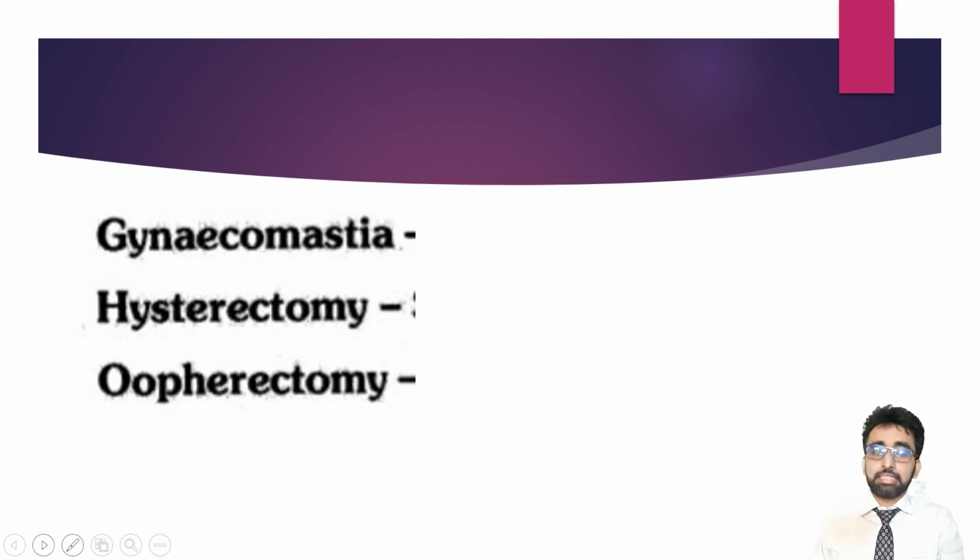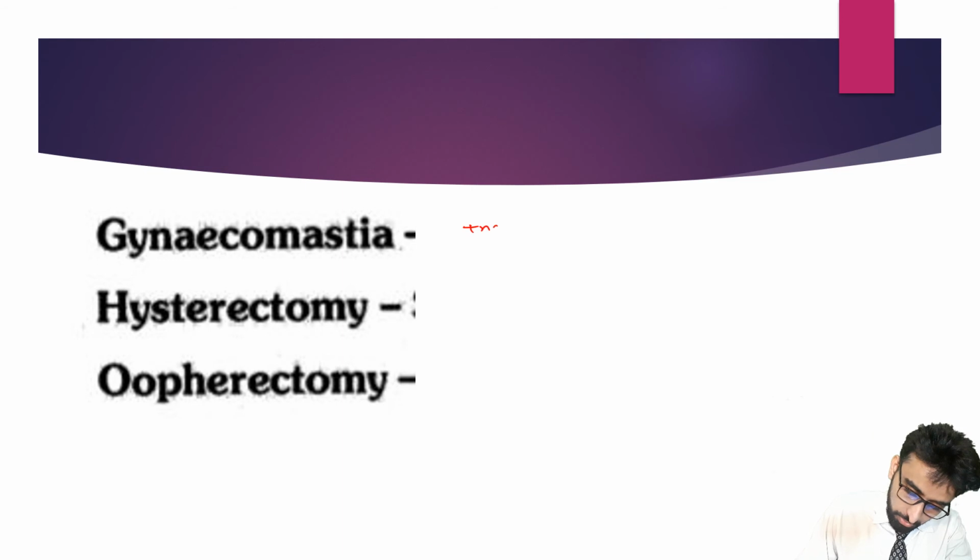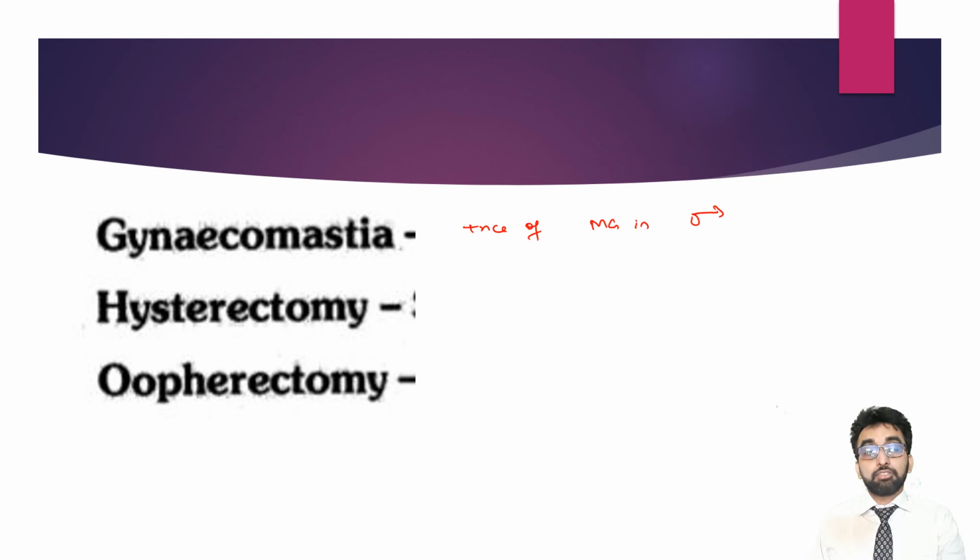What is gynecomastia? The presence of mammary glands in males is known as gynecomastia. Gynecomastia is physiological in a few animals. Do you remember which? Duck-billed platypus. They don't have nipples, instead of nipples they have fur, and through the fur they are feeding their child.